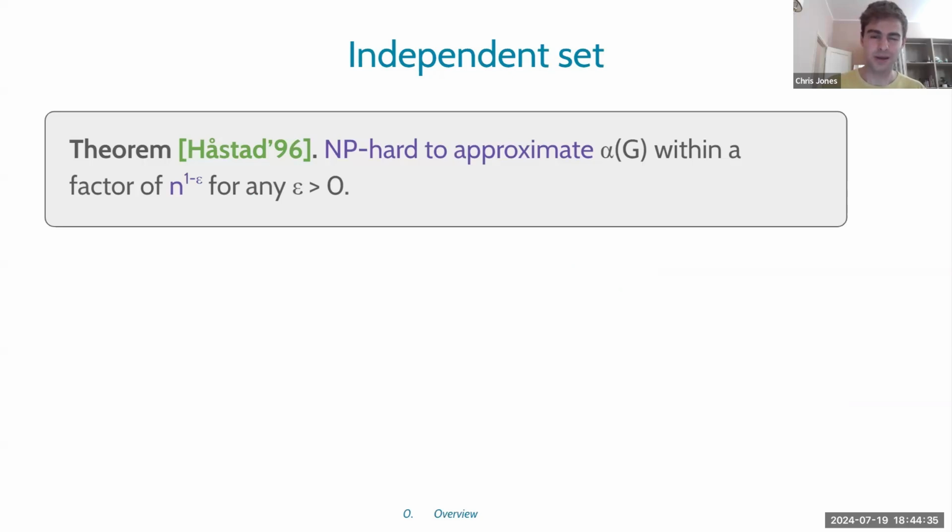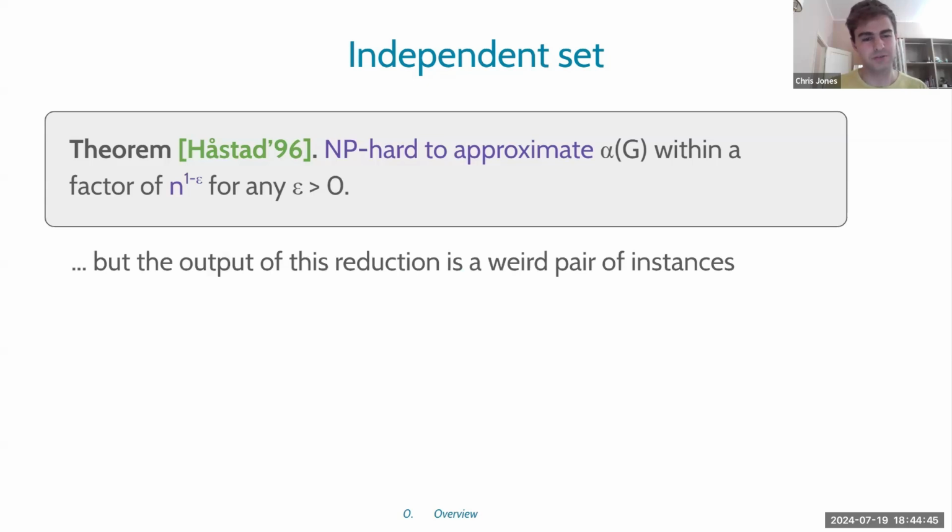But somehow, I'm still a little dissatisfied with the results of this theorem. There are still some questions that are lingering. Let me tell you what those questions are. One thing about this theorem is that the output of this reduction is not very natural. It's a pair of weird instances of graphs such that if you can compute the independence number of these graphs, then you can solve satisfiability. Somehow these graphs are not very normal.